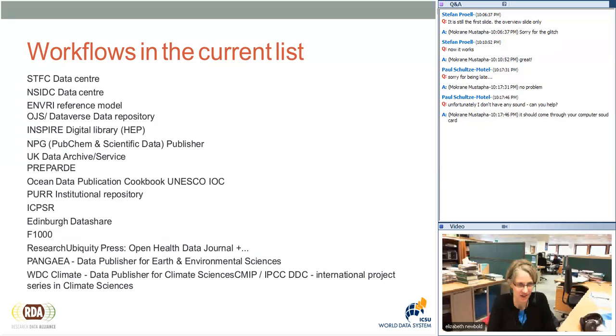We've got a nice list of workflows already from different domains and types of repository. We have some institutional repositories, which tend to be multidisciplinary. We've got some domain-specific repositories which are international in scope, and we've got some data journals. We are actually quite light, I think, on the examples from the humanities and social sciences. We have at least two social sciences ones, but very few humanities ones. And we have quite a lot from the geoscience and environmental sciences.